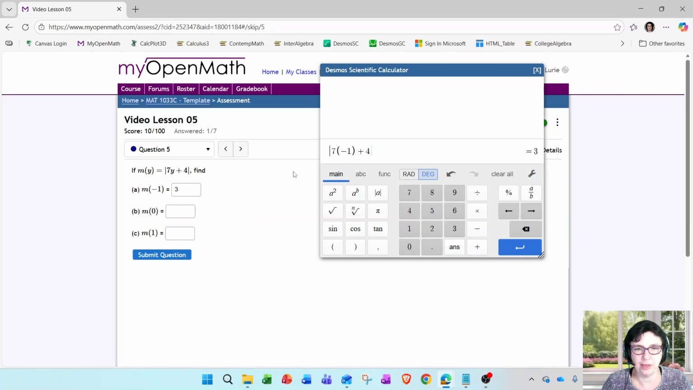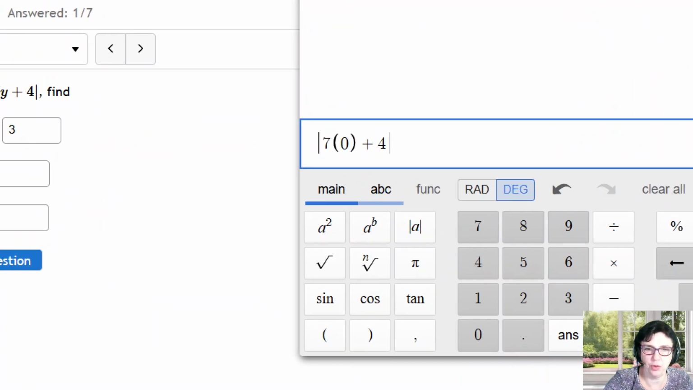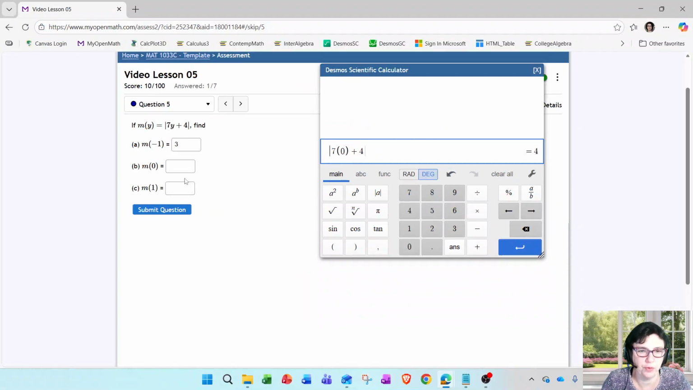Now, what happens at 0? Now we're going to replace -1 with 0. 7 times 0 is 0, and then +4 is 4. Well, what is the absolute value of 4? In other words, what's the distance from 4 to the origin? Well, that's 4. So if the number is positive, it's going to stay the same. Finally, let's go to 1. So m of 1, well, 7 times 1 is 7, plus 4, that's 11. It's a positive number, so the answer is just 11.